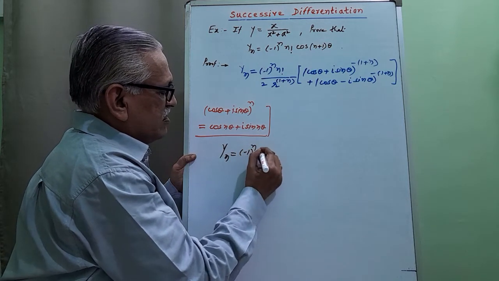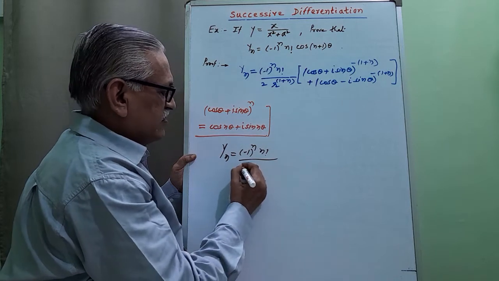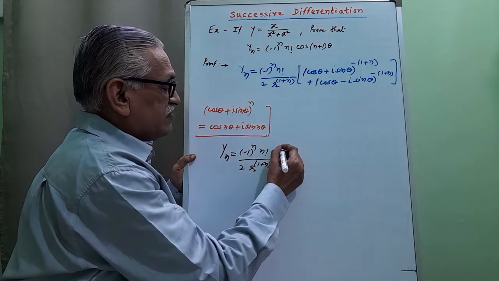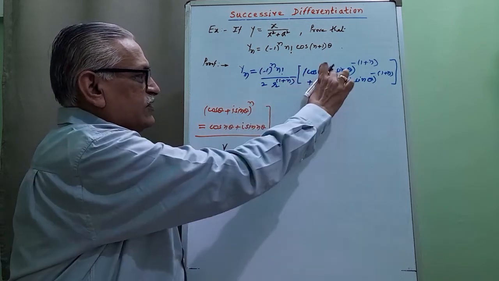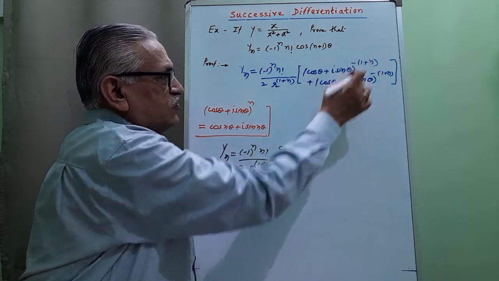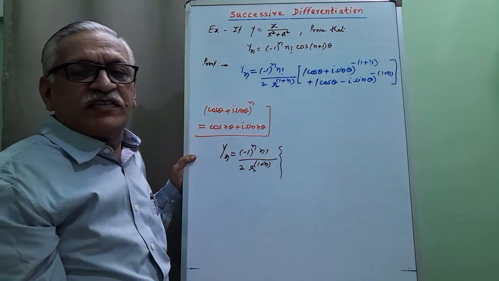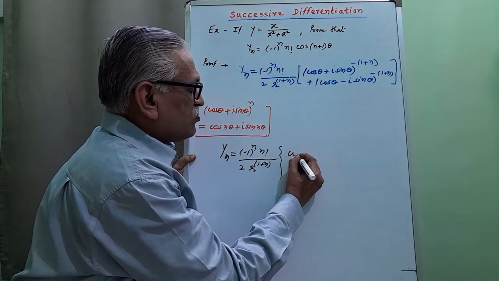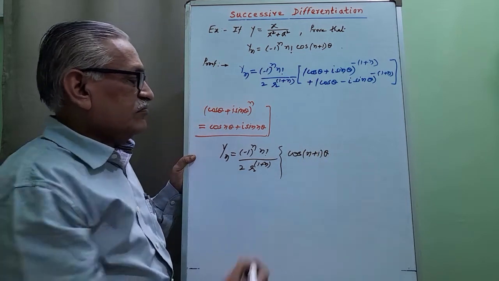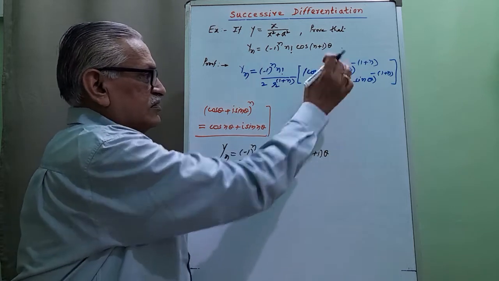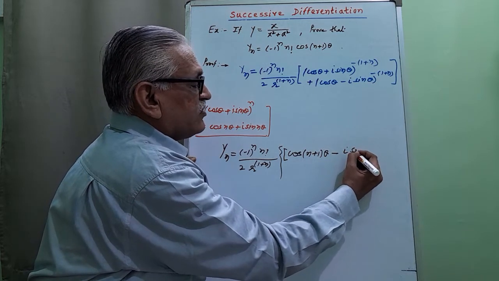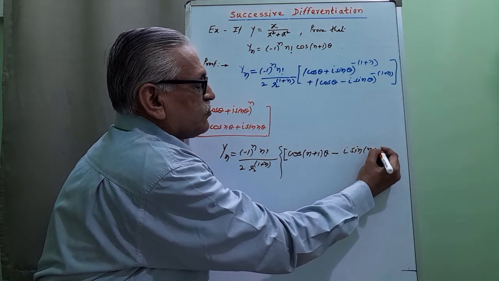minus 1 raised to n, n factorial divided by 2 times r raised to (1 plus n), this term as it is. Expansion of this by this, it is cos of minus (1 plus n) times theta. Cos minus theta is cos theta, and therefore it is cos of (n plus 1) times theta plus I sine of (n plus 1) times theta.